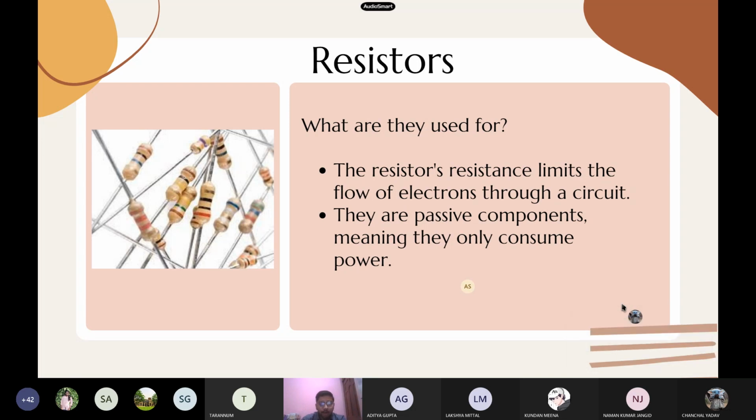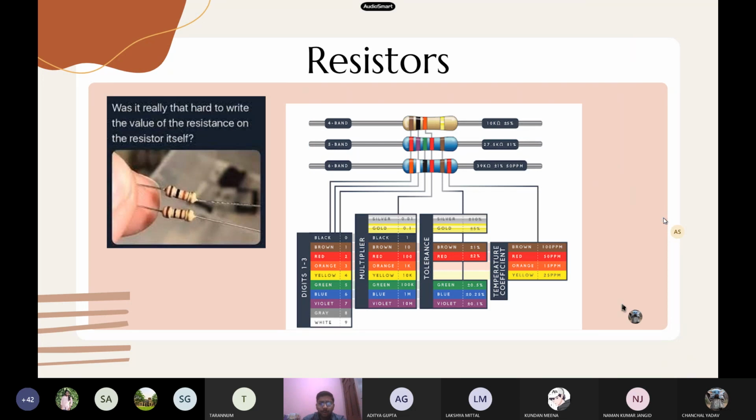They decide how much current is to flow through the circuit so that the component gets the appropriate amount of voltage drop through it. They are basically passive components and do not supply active power. So how do you know the value of the resistor? It is nowhere written on the resistor.